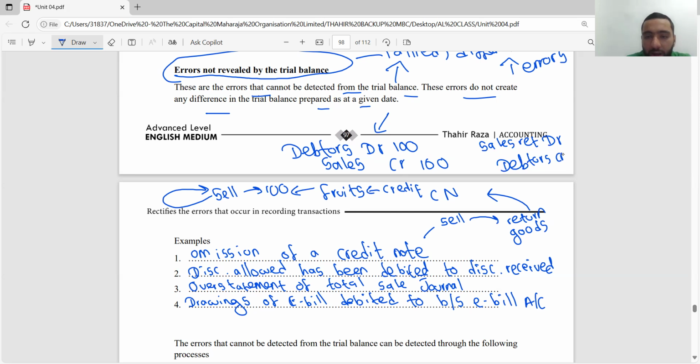That is the double entry related to credit note. This is the double entry related to credit note.